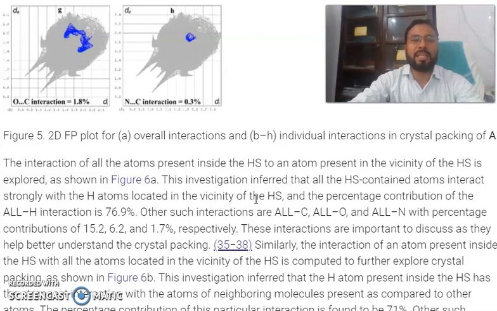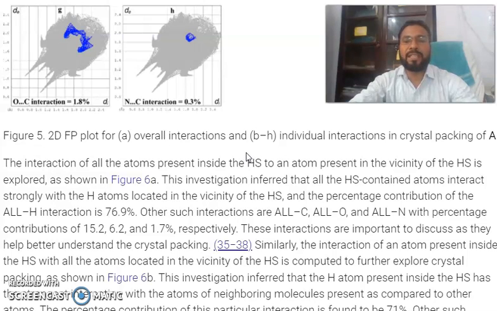So the interaction of all atoms inside the surface with an atom present in the vicinity of the surface is explored. This investigation inferred that all the atoms inside the surface interact strongly with the hydrogen atoms located in the vicinity of the Hirschfeld surface, and the percentage contribution of all H interactions is 76. Other such interactions are all C, all O and all N, with percentage contributions respectively. So these interactions are important to discuss. They help in better understanding the crystal packing.